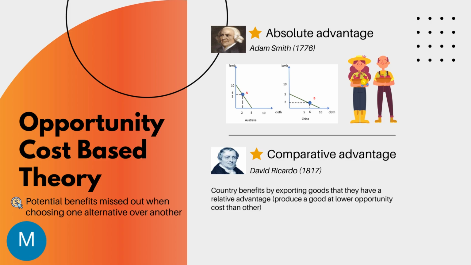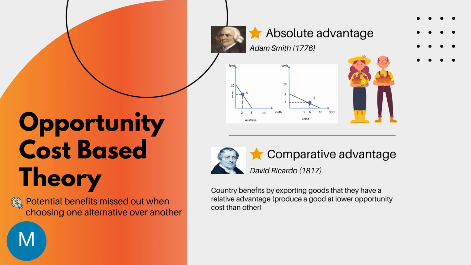Free trade allows countries to experience mutual gain. Gains from import and export can be explained by opportunity cost-based theory. Before we move further, we must understand what opportunity cost is. It is actually those potential benefits that are missed out when countries choose one alternative over another. The theory assumes that there are only two countries in this world and only two goods produced by these countries.